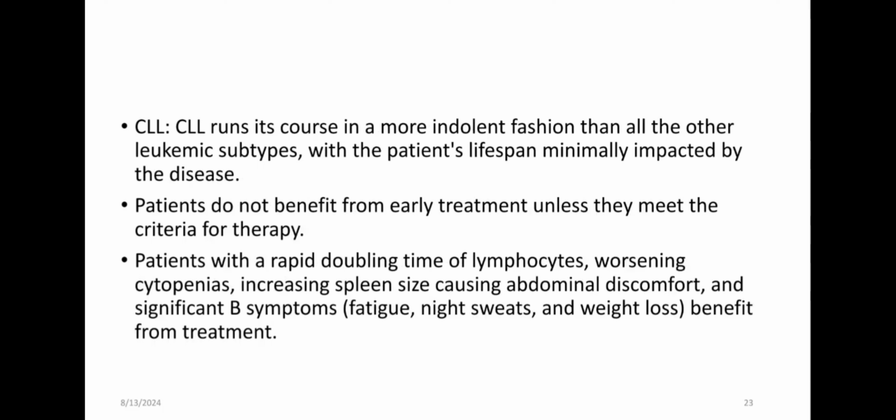Chronic lymphocytic leukemia runs its course in a more indolent fashion than all other leukemia subtypes, with the patient's lifespan minimally impacted by the disease. Patients do not benefit from early treatment unless they meet the criteria for therapy. So patients with a rapid doubling time of lymphocytes, worsening cytopenias, increasing spleen size causing abdominal discomfort, and significant B symptoms, which include fatigue, night sweats, and weight loss, benefit from treatment. The most important determinant in treating CLL is knowing the IGHV mutation status and the presence of del(17p) and TP53 mutation.